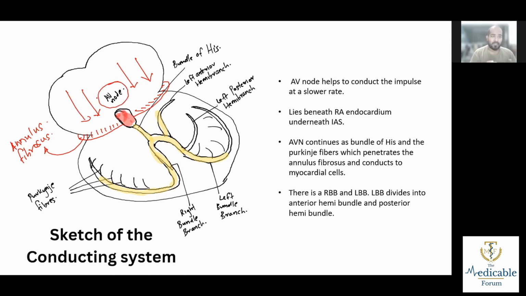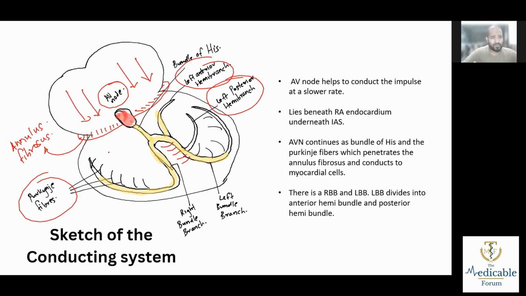So the AV node goes to the bundle of His, and through that it divides into the left bundle branch and a right bundle branch. And what I forgot to mention here is that the left bundle branch gives some septal branches, and then it gives a left anterior hemibranch and a left posterior hemibranch, and then finally it divides into those Purkinje fibers which go deep into all the myocardial cells. And this is the sketch.